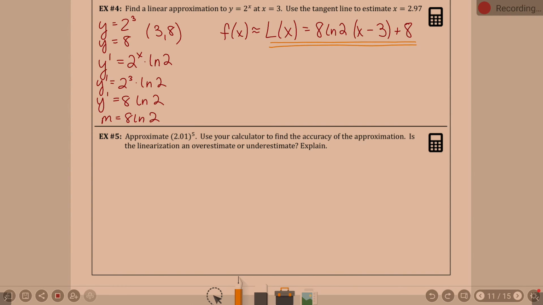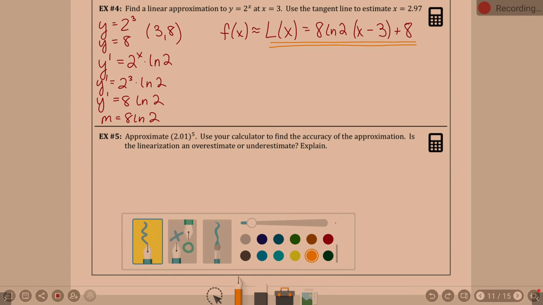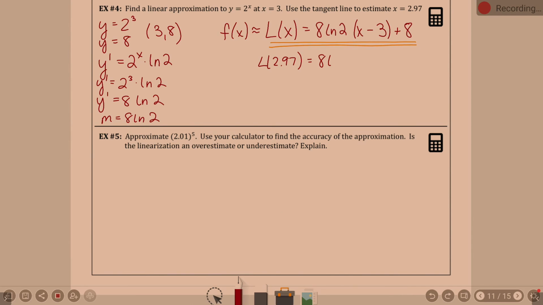And it says use the tangent line to estimate 2.97. So that means I'm finding L of 2.97. So 8 natural log of 2 times 2.97 minus 3 plus 8. I can do part of that in my head.